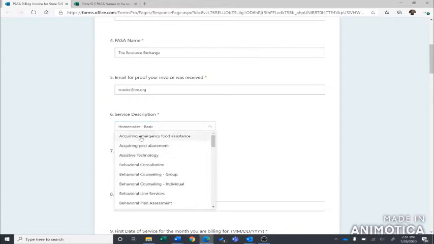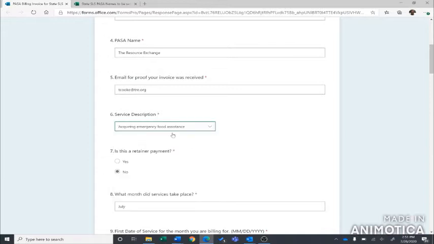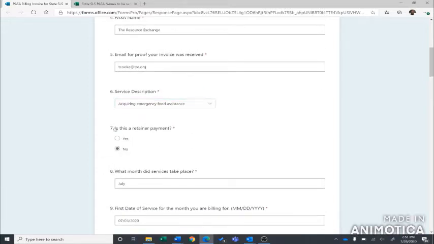However, I'm not going to bill for Homemaker Basic. We're going to do Acquiring Emergency Food Assistance, Retainer payment. This is something that's special with coronavirus, so this won't be here after July's billing is done. When you come back to this form in August, you won't see any of these questions. This is specifically for during coronavirus for providers to be able to back bill.